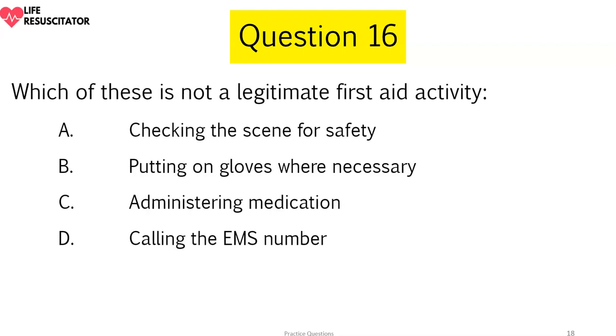Which of these is not a legitimate first aid activity? A. Checking the scene for safety. B. Putting on gloves where necessary. C. Administering medication. D. Calling the EMS number. So which one is not?